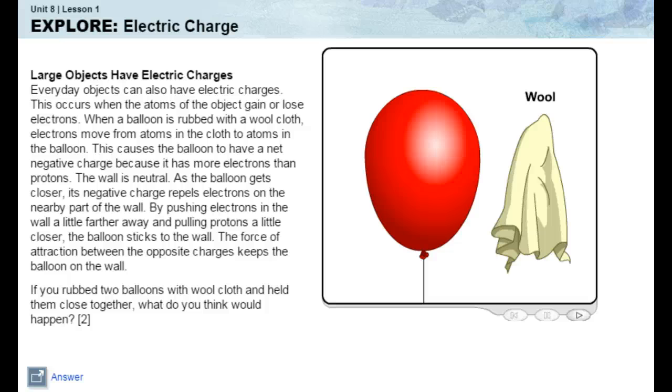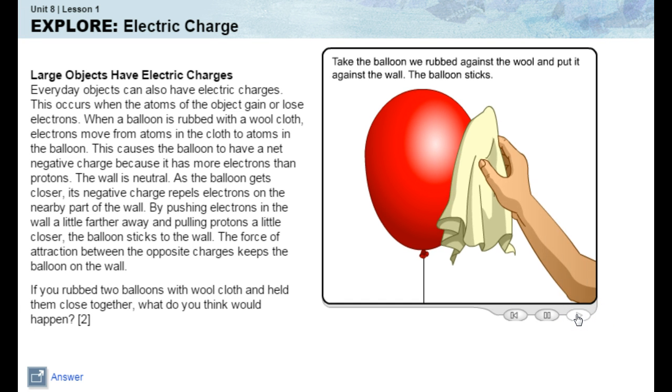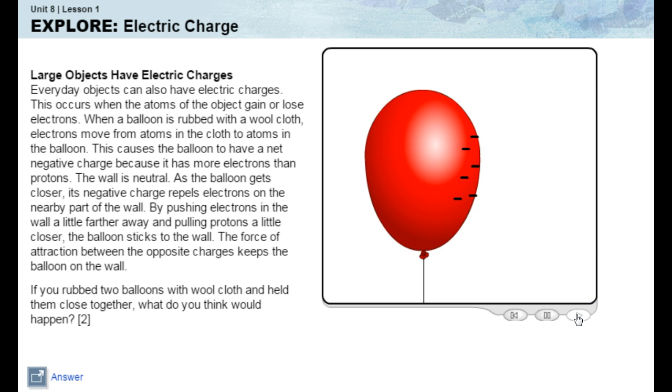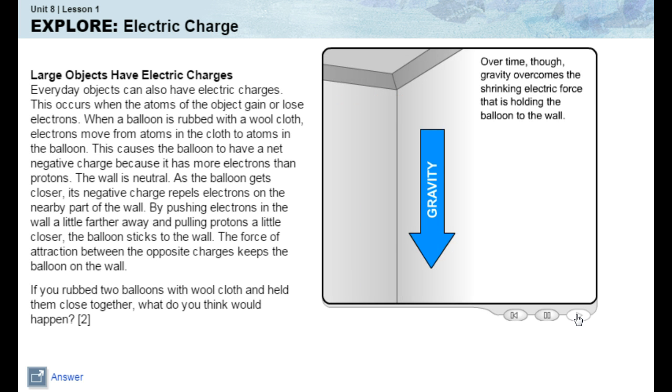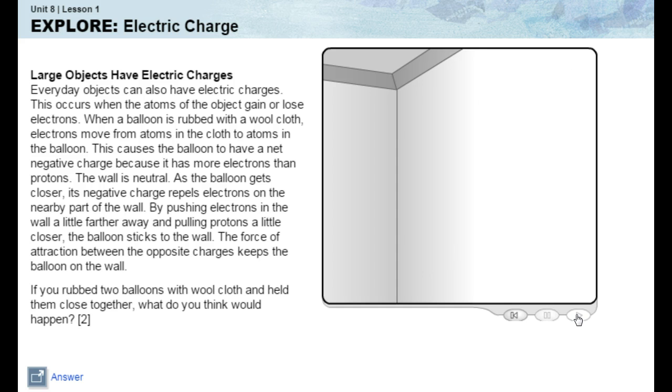The wall is neutral. As the balloon gets closer, its negative charge repels electrons on the nearby part of the wall. By pushing the electrons in the wall a little farther away and pulling the protons a little closer, the balloon sticks to the wall. The force of attraction between the opposite charges keeps the balloon on the wall.